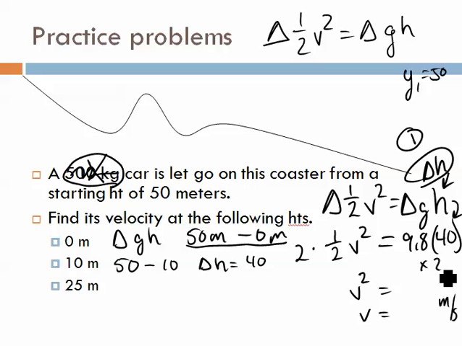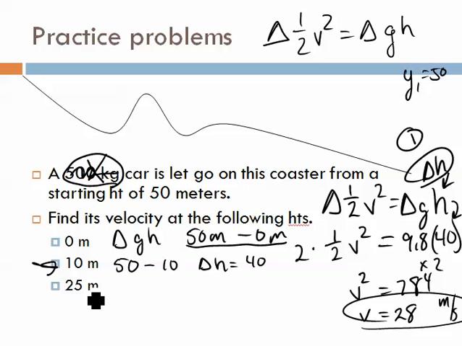And we get 9.8 times 40 times 2. And then that gives us 784. If we take the square root of that, we find out that the velocity is 28 meters per second. That means at the 10 meter mark, it's going 28 meters per second. I want you to find out what it would be when it gets down to the 25 meter mark.